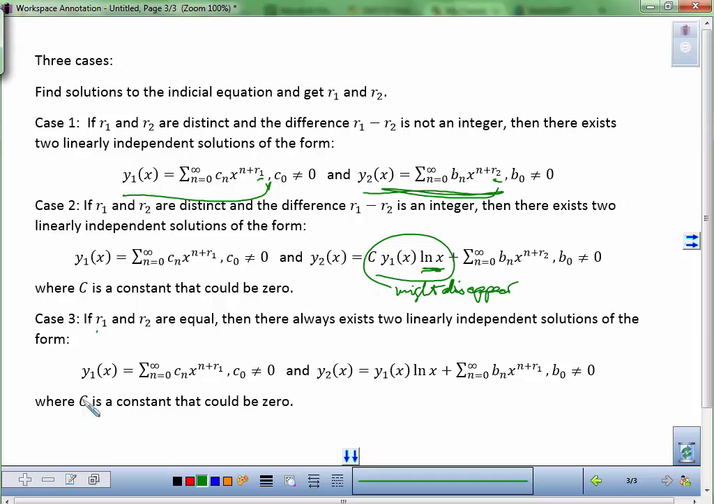Oh, that shouldn't be there. I was copying and pasting. It happens. Okay. All right.